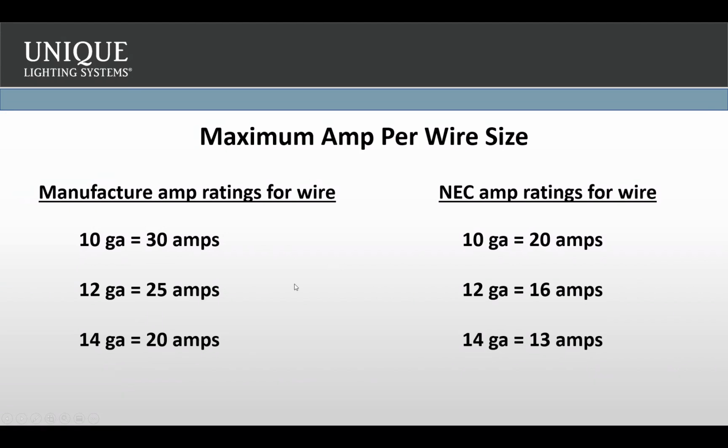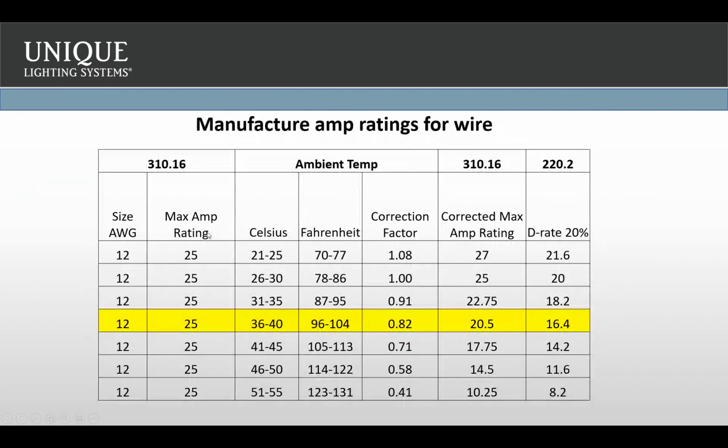So here is kind of what the manufacturer ratings are. 12 gauge is the most popular right now. The manufacturer says it's rated at 25 amps. But really, when you derate it down, the max amps per National Electric Code should be around 16. Now, that number changes a little bit depending on where you're at in the world, and let me show you how I got there. There is a correction factor included in there based on the degrees Fahrenheit of where you're located in the world.